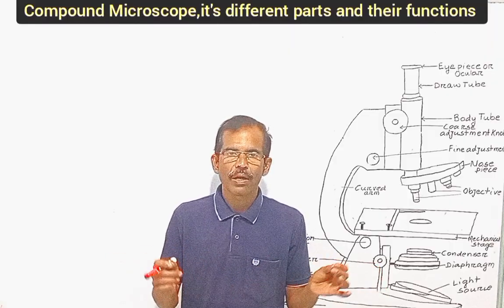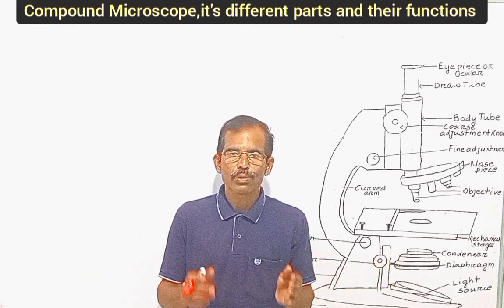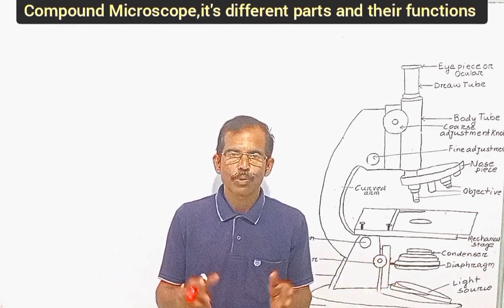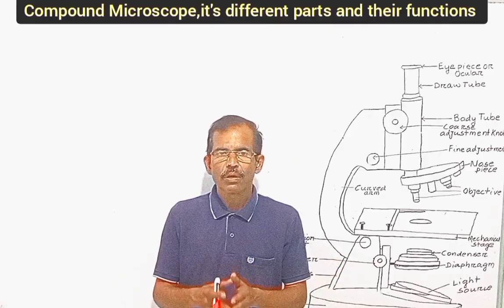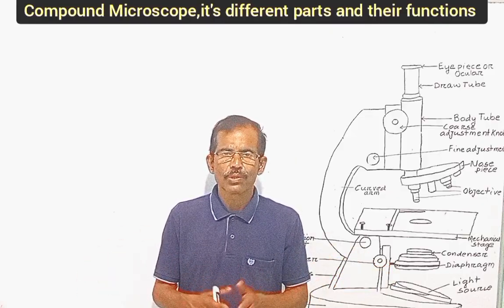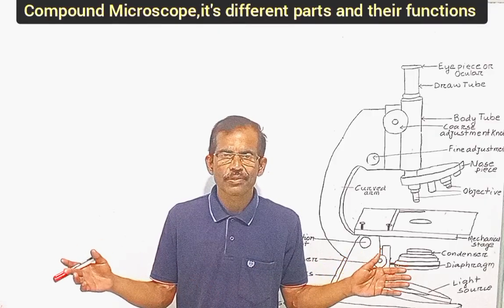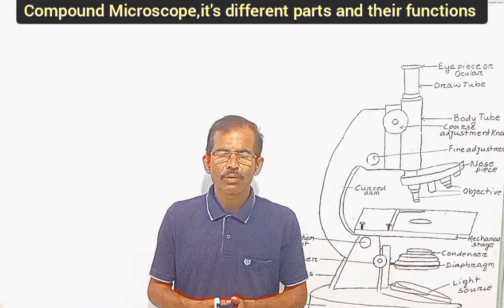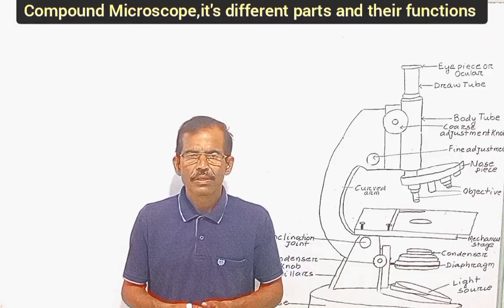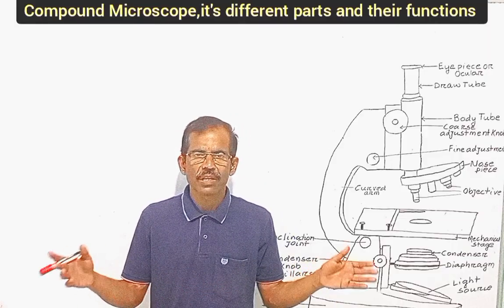When the magnifying power increases, the image size also increases in direct proportion. Resolving power, on the other hand, is the ability to distinguish between two closely spaced points. So when the resolving power increases, the image becomes clearer, sharper and more detailed.